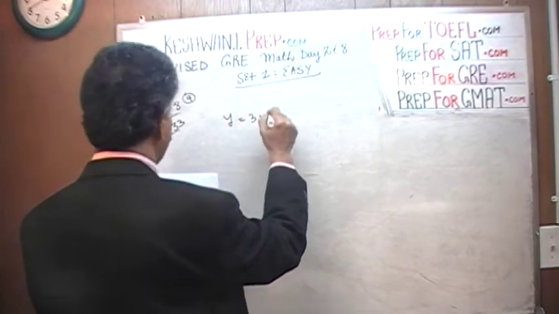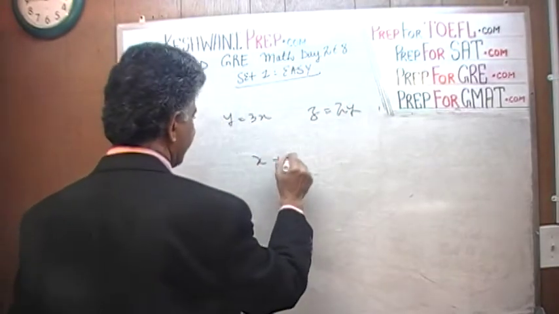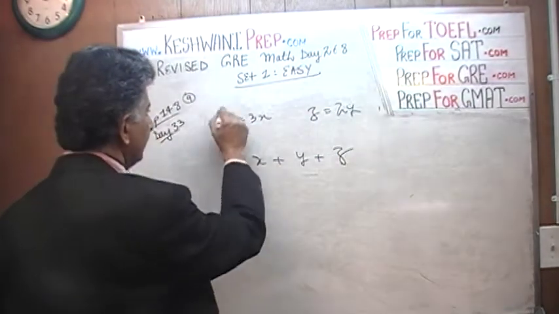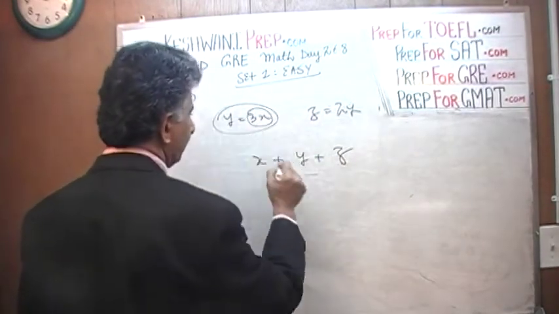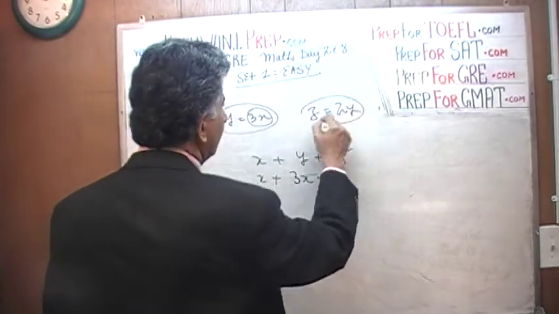y equals 3x and z equals 2y. And the question is, how much is x plus y plus z? Well, y we know is 3x, so let's put 3x in place of y. And z we know equals 2y.